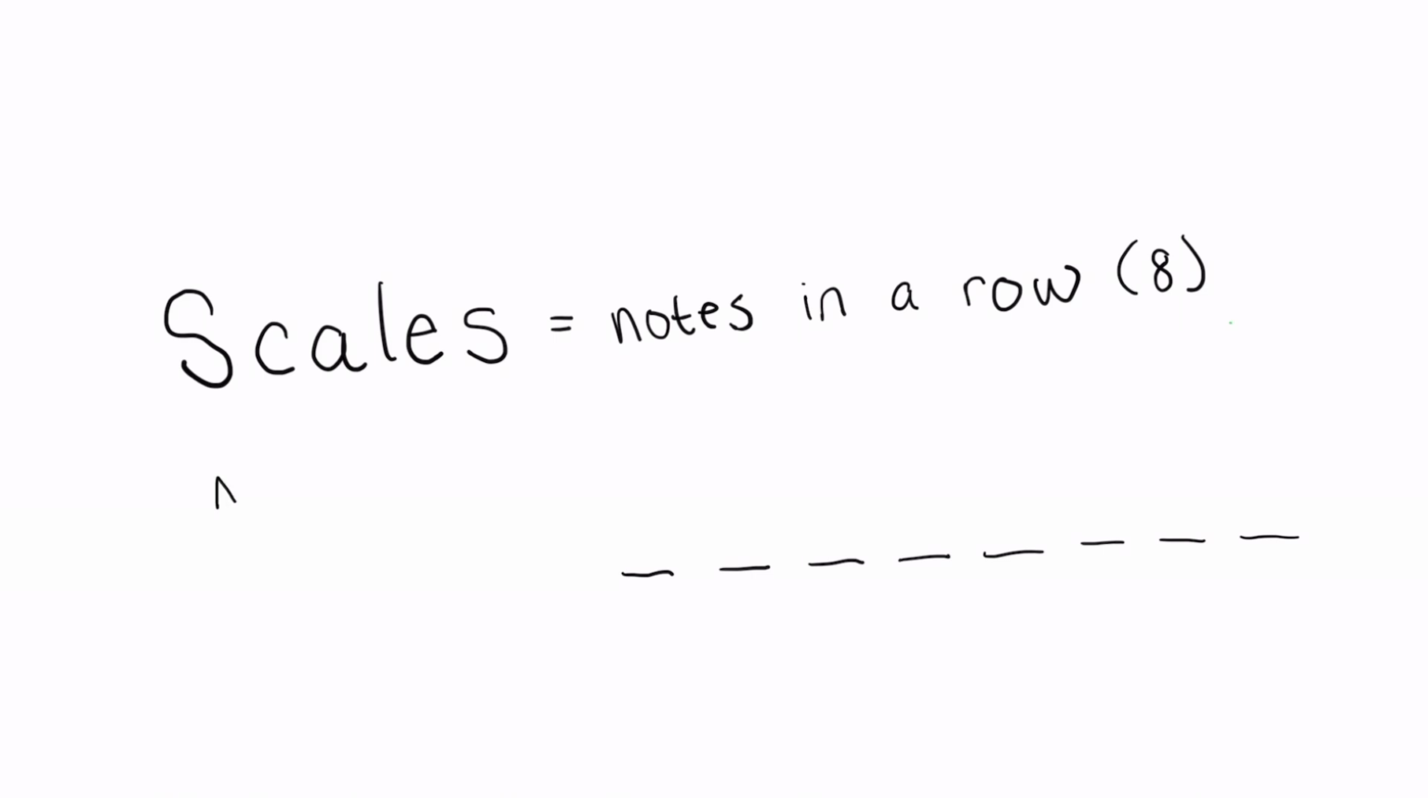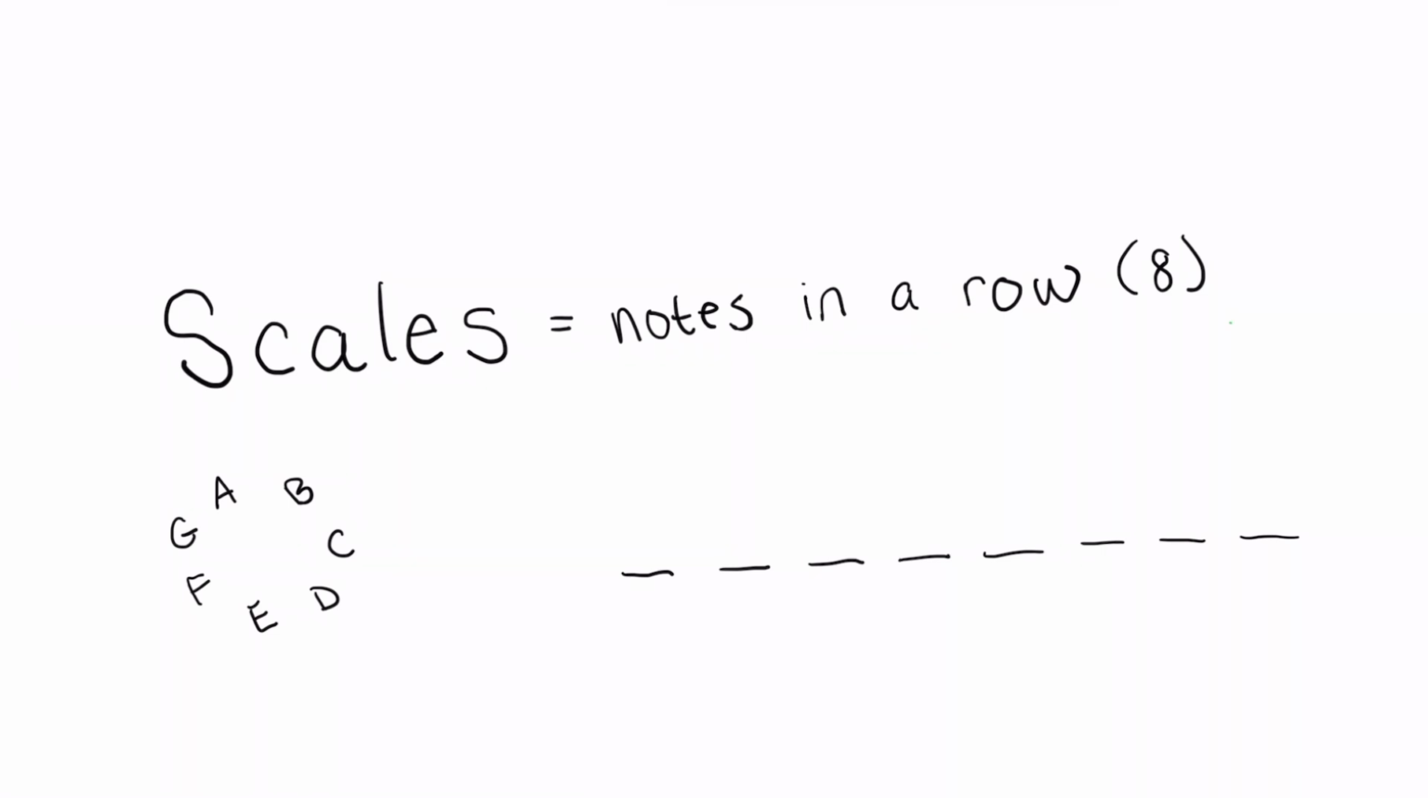Let's think back to our musical alphabet. We've got A, B, C, D, E, F, and G. The musical alphabet only goes to G, and then we just go whoop, right back to A.